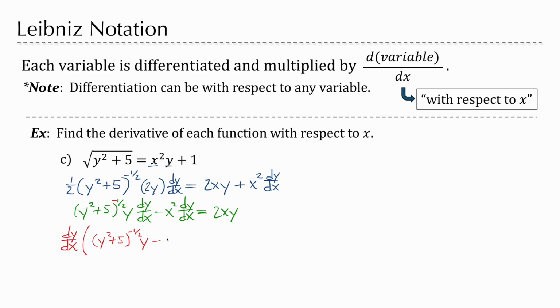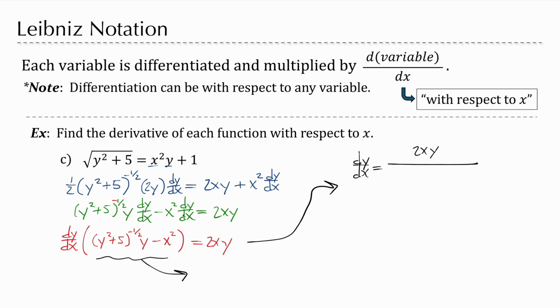Times y, and there is a minus x squared in the next term, and that equals my 2xy, which means at the end when I put all this together and solve just for dy dx, I'm going to divide all of this stuff over here. So at the end of the day, when I do all my work, the rate of change of y with respect to x is going to be that 2xy over there on the right divided by all this stuff, which is my y squared plus 5 raised to the negative 1/2 power times y minus x squared. Now, if you want to do a little bit more simplifying to clean up, you can, but at the end of the day, at minimum, we want to make that dy dx by itself.